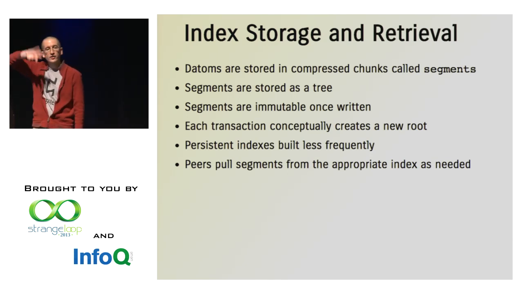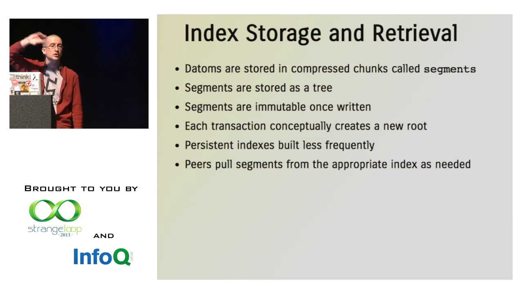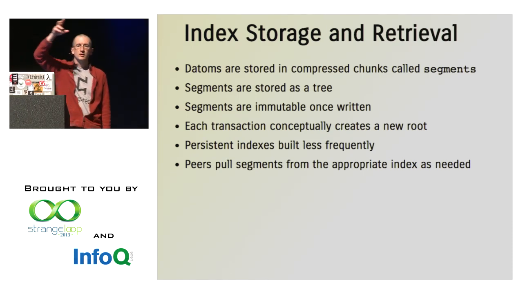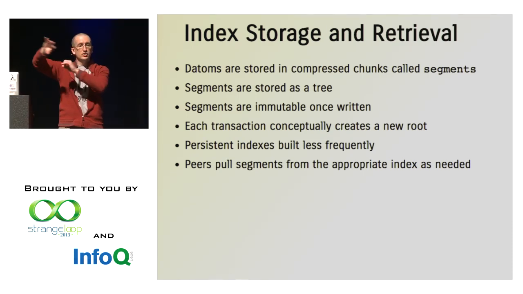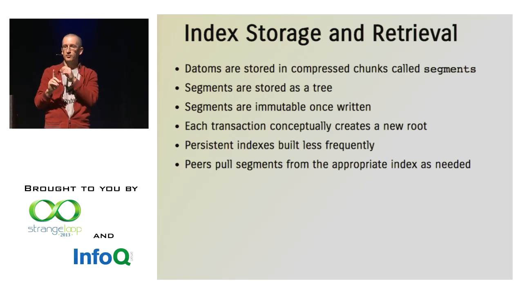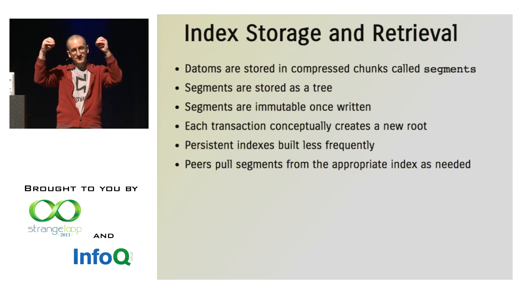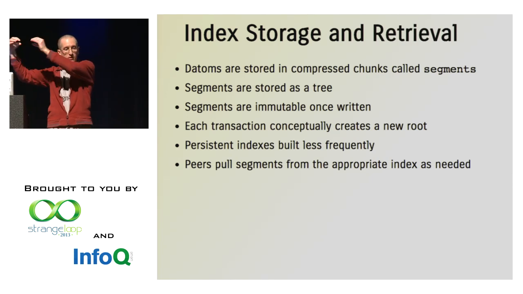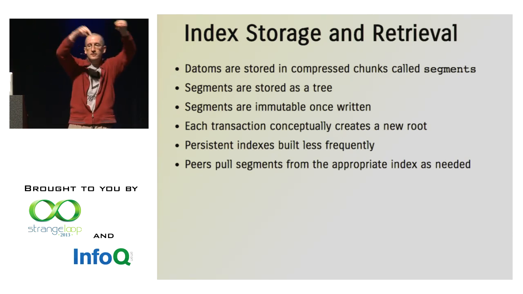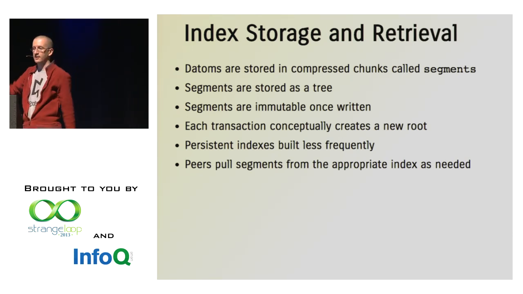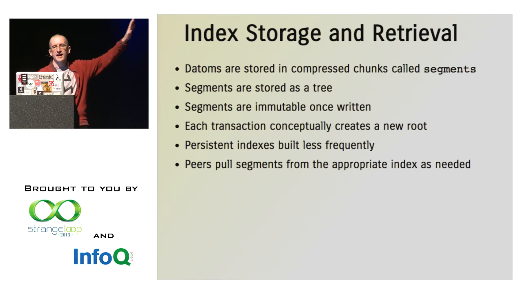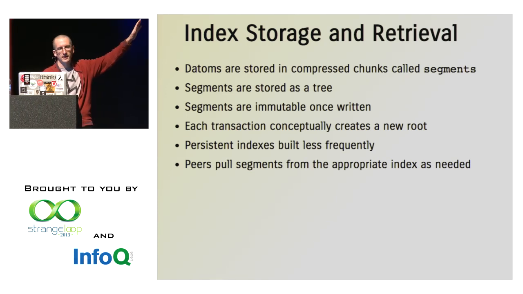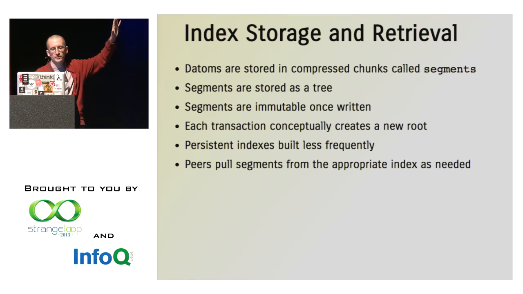It also means that every transaction conceptually creates a new root by creating new segments as needed. So anytime we need to put a new datum in the middle of an existing segment, we maybe have to bust that segment into two. The old one stays there, but you create two new segments, and you can share segments that haven't changed, okay? In point of fact, that's not actually done on every transaction, right? Datomic is more clever about its implementation, but you can notionally think of it that way.